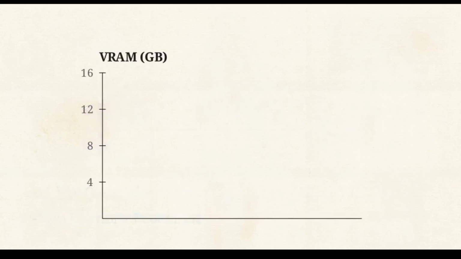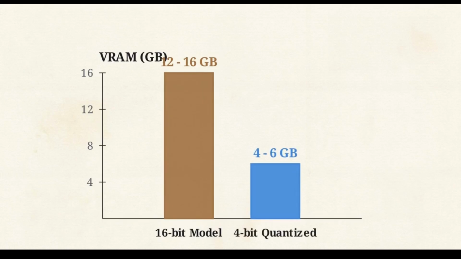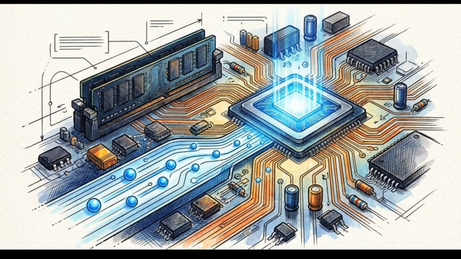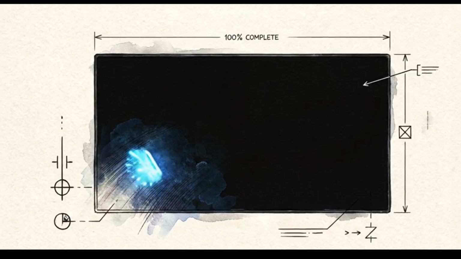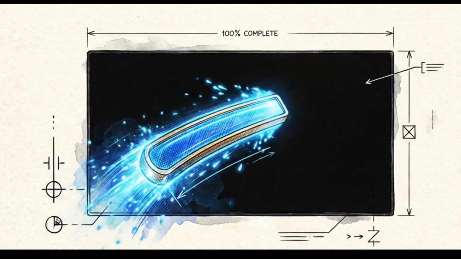The math translates to massive savings. A full precision model typically demands 12 to 16 gigabytes of VRAM. That same model, quantized to 4-bit, runs comfortably in 4 to 6 gigabytes. Less data moving between the memory and processing cores also improves bandwidth efficiency. A generation that used to take 20 seconds can drop down to between 5 and 10 seconds.